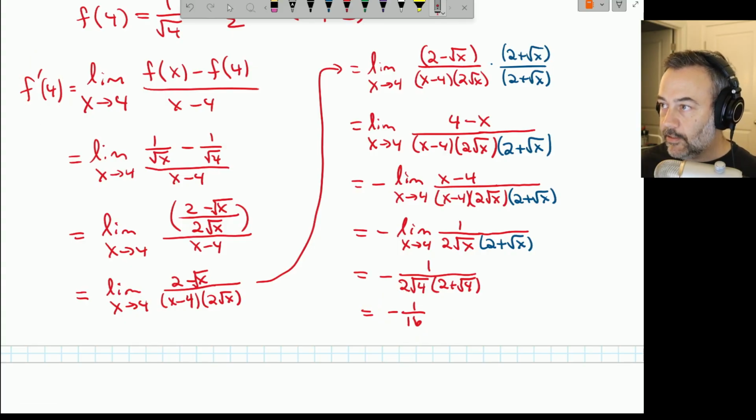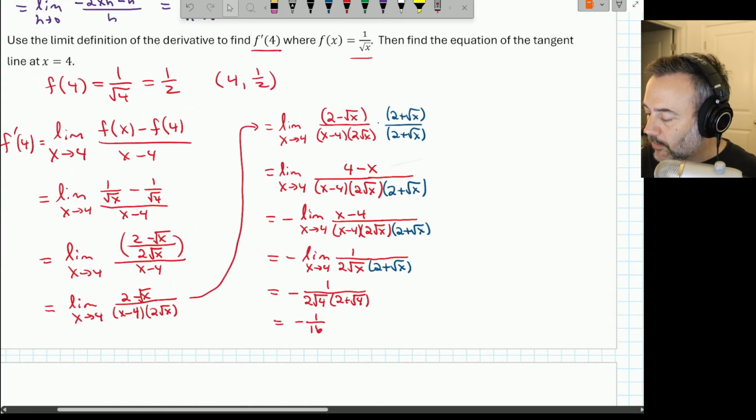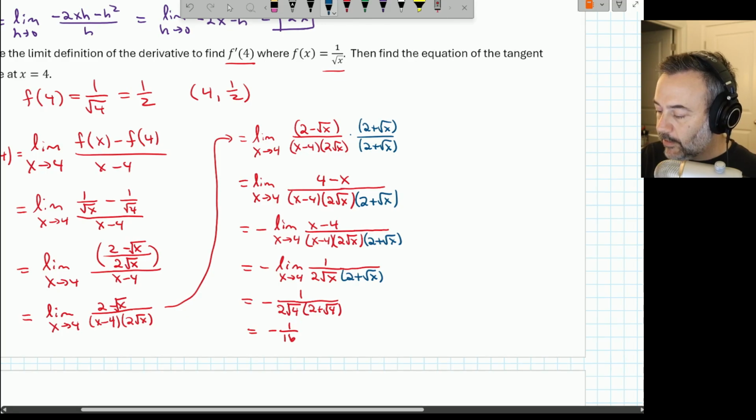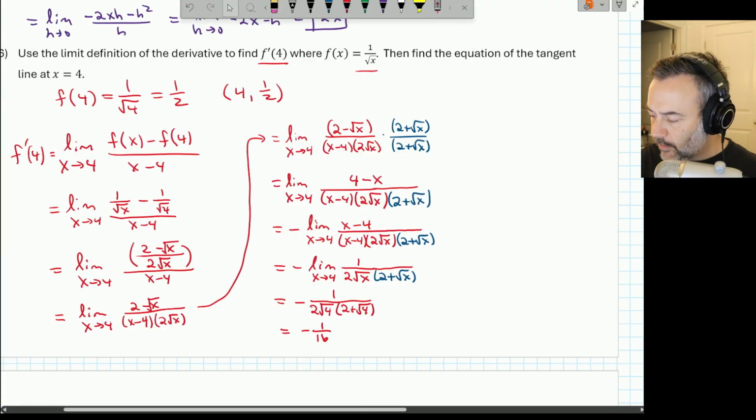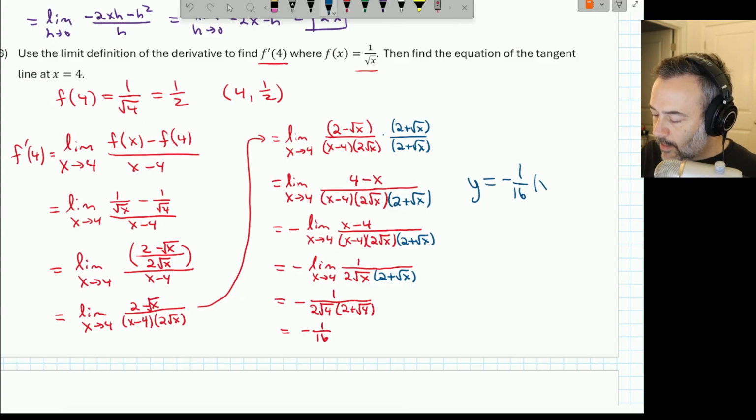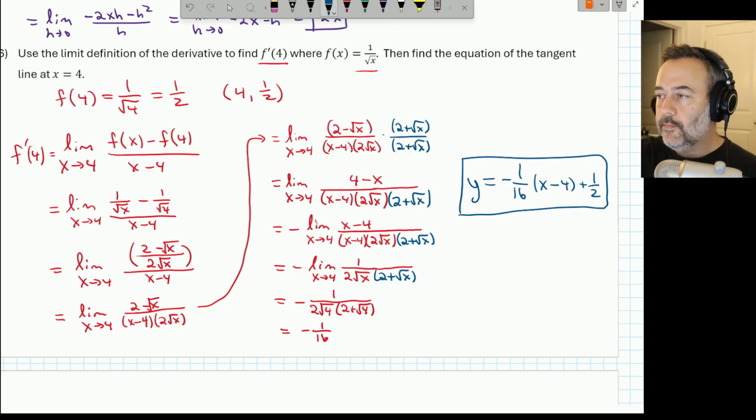If you were on a test and there was a long one like this, just leave your answer like that, because this chain of equal signs justifies exactly what you needed to find. You can just write the answers to the other part of the problem right away. The equation of the tangent line would be y equals negative 1/16 times (x minus 4) plus 1/2. Done. Let's go to Desmos and check it.